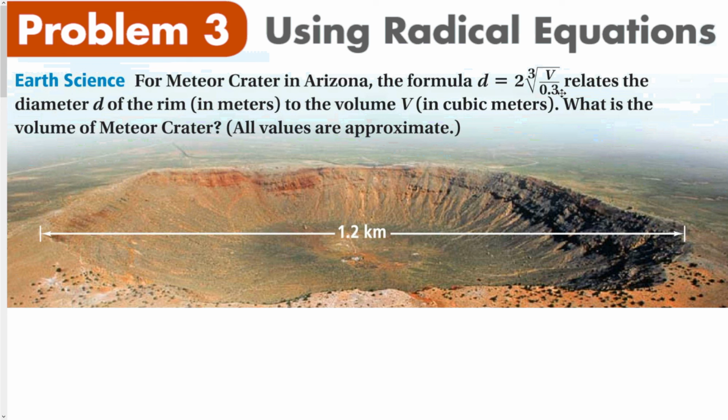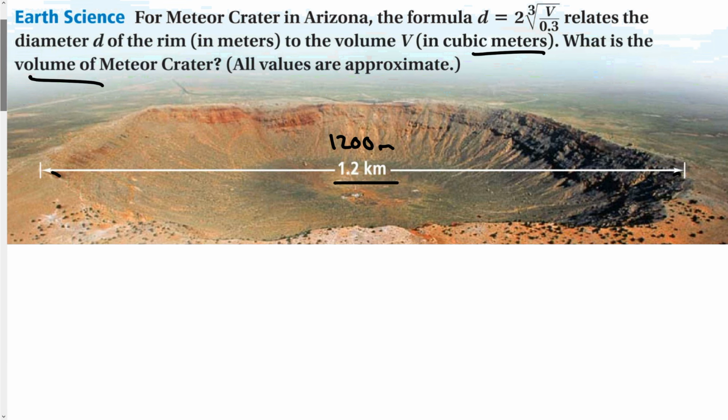Okay, what is the volume? Here's the diameter, right, from end to end. So we can very simply solve for the diameter, realizing that 1.2 kilometers is 1,200 meters, right, in cubic meters, right? We want to change to meters. So let's use my formula, and let's make sure I know how to solve this.